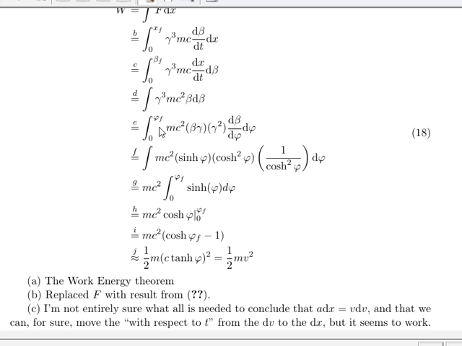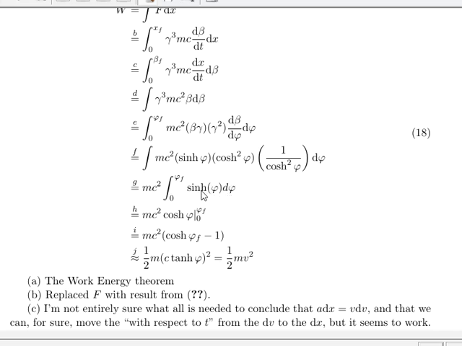Okay, so what do we got here? Well, we have from an earlier calculation that del beta del phi is the reciprocal of del phi del beta. And del phi del beta, we know, is the derivative of the arctangent. So the reciprocal of the derivative of the arctangent is 1 over cosh squared phi. So now these two things just cancel out. That cancels out with that, and we're just left with mc squared integral of sinh phi d phi.